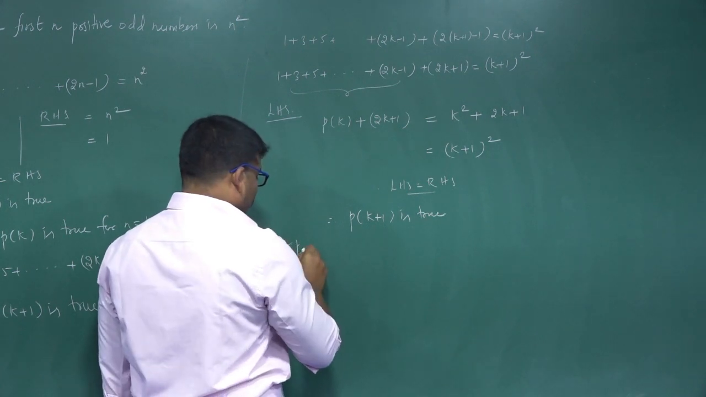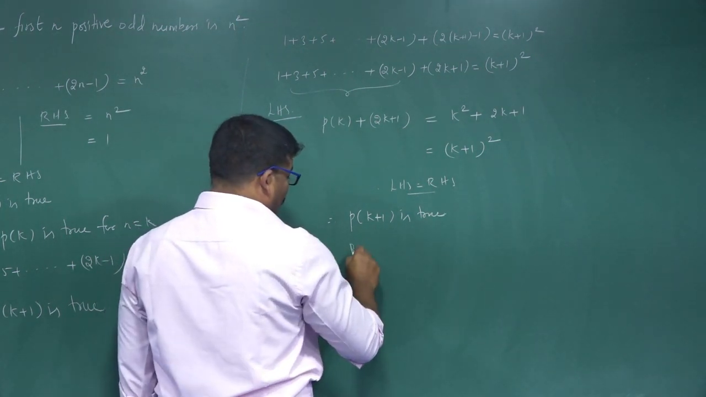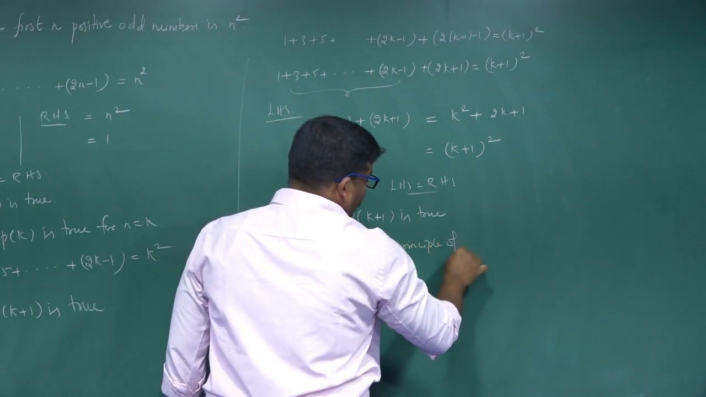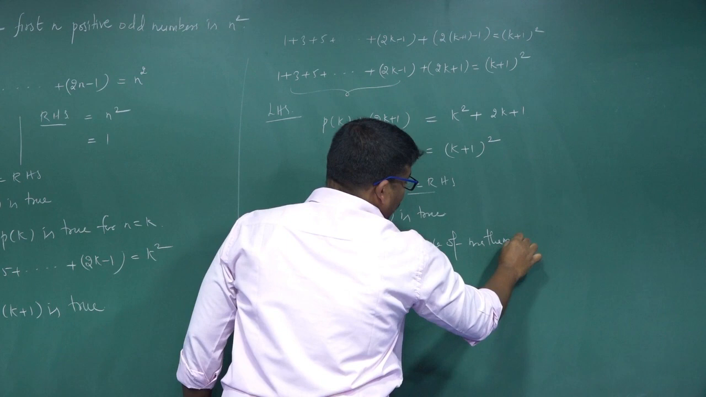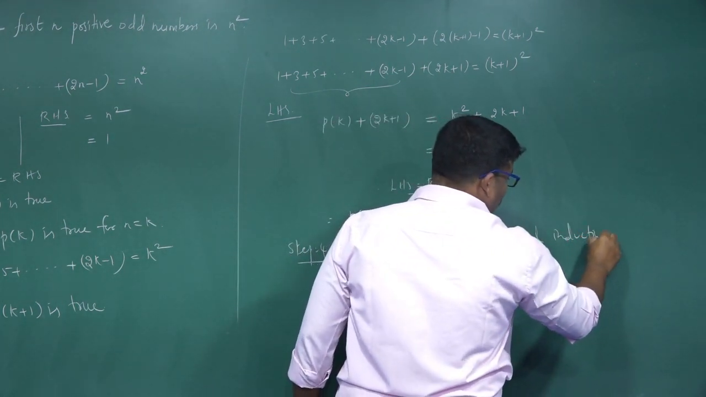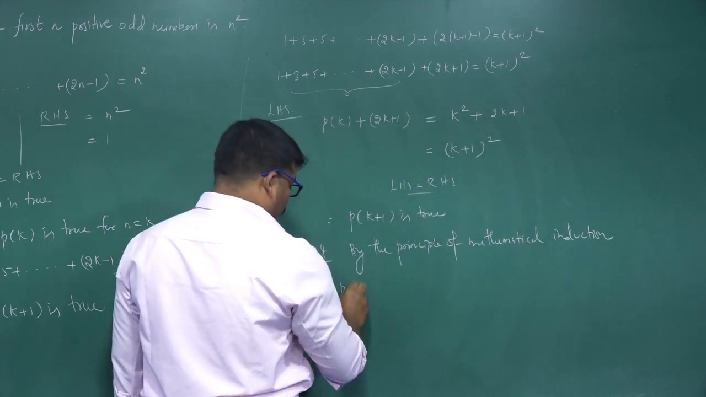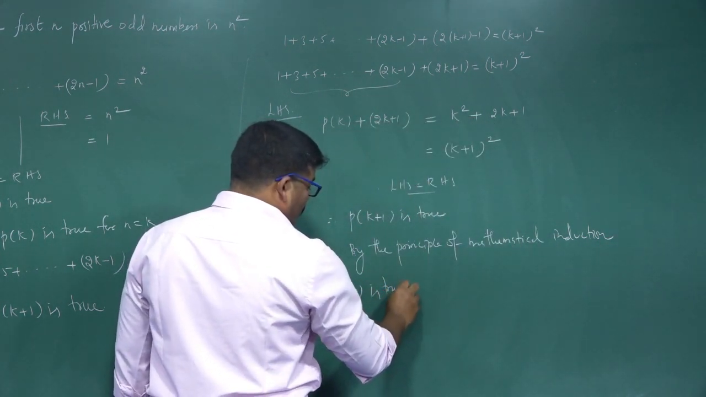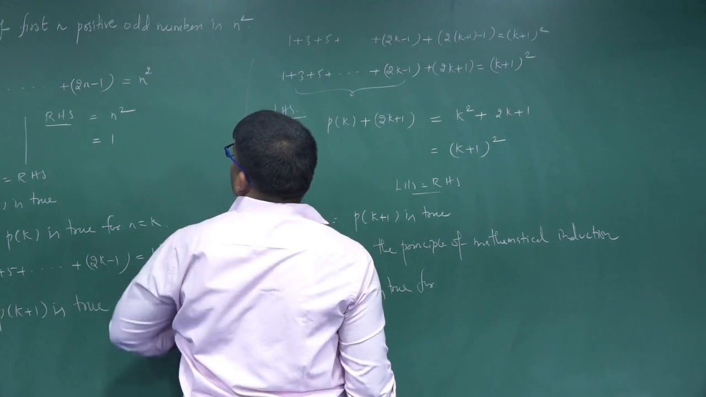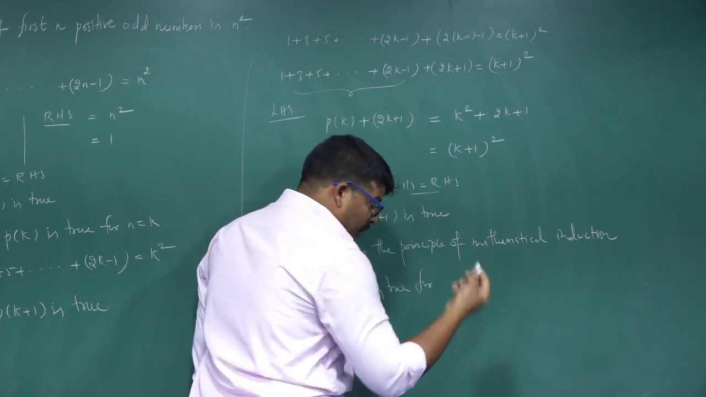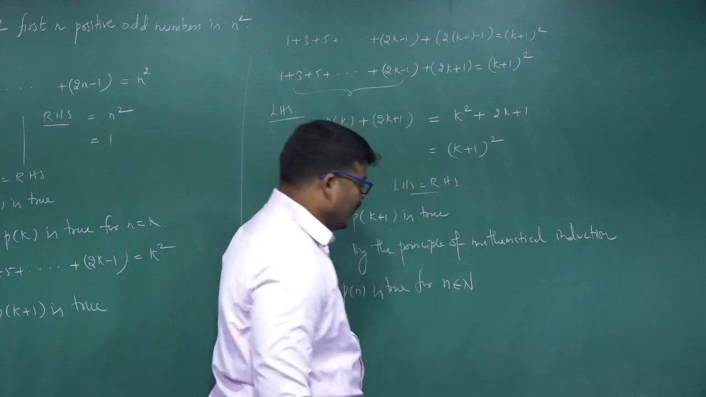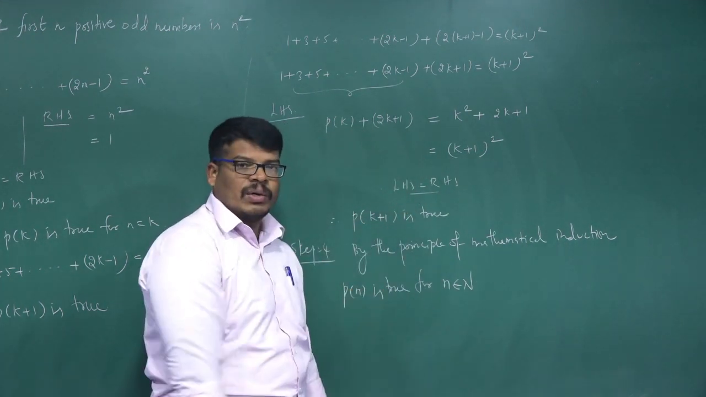And step 4 is, by the principle of mathematical induction, P of n is true for all natural numbers, for all n belongs to N, or for all n greater than or equal to 1.